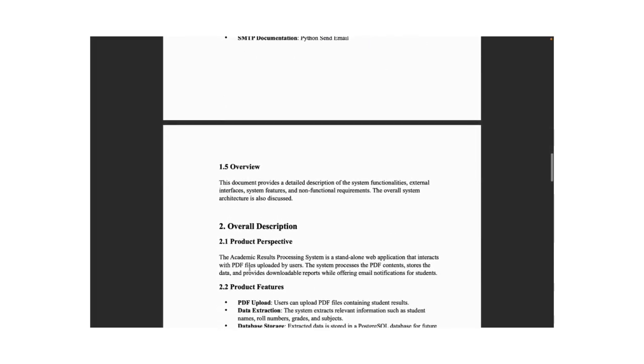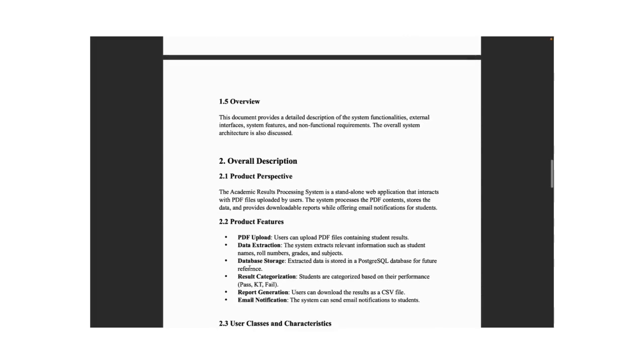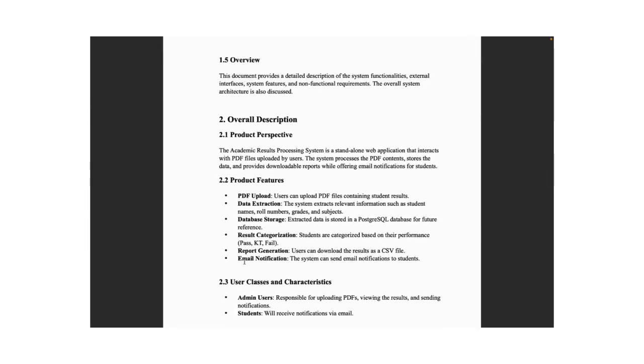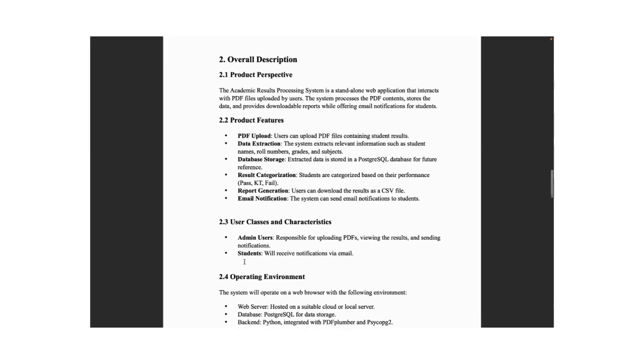And then the overall description contains the product perspective. The product perspective is the section which describes how the system fits into a larger context, and it explains the relationship with other systems or components. Now, the product features summarize the key functionality of the system, and it includes user interaction, data processing, and output generation.